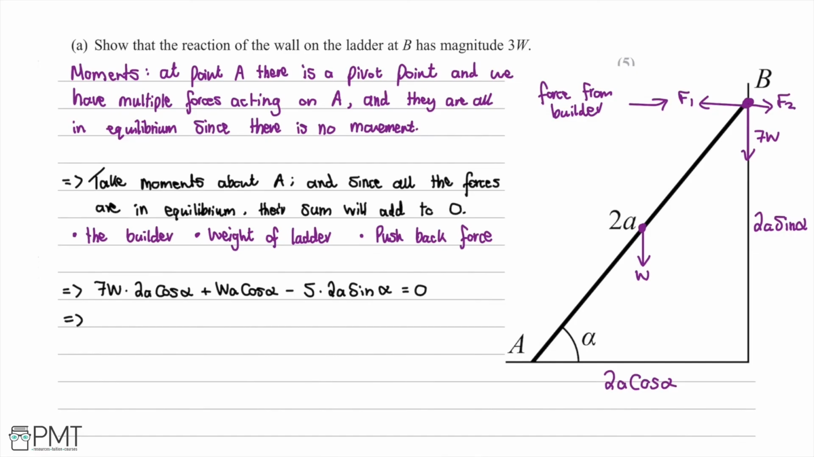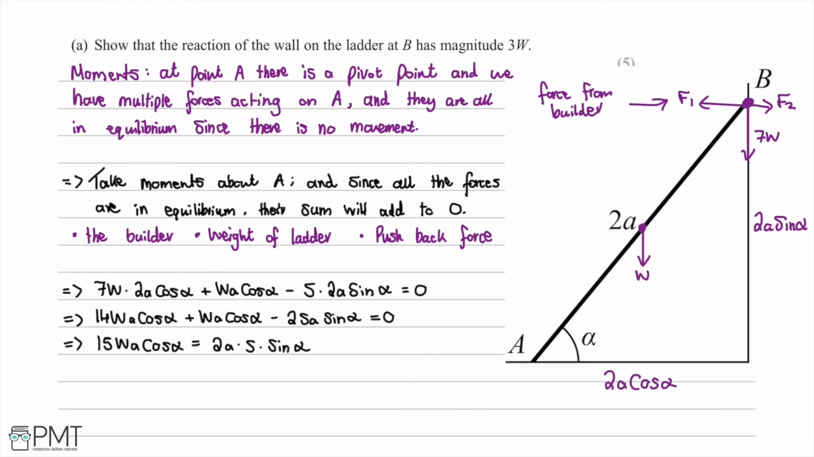So we can multiply the constants here. So we have 7 multiplied by 2, which is 14WA cos alpha. And we add that to WA cos alpha. And we still subtract 2SA sine alpha, which is equal to 0. And then we can combine these two terms because these are the same. So that will give us 15WA cos alpha. And then what we can do is we can add 2SA sine alpha to both sides. So we'll have 2A multiplied by S multiplied by sine alpha.